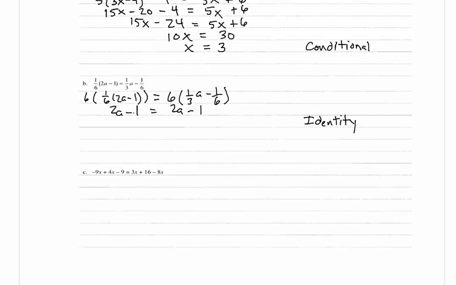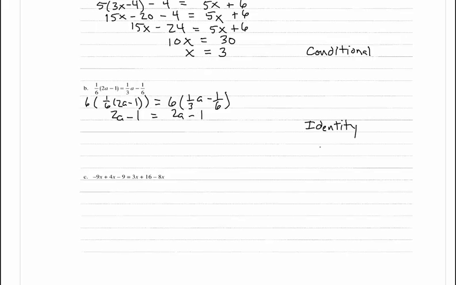After solving the equation, both the left and the right hand side equaled each other. So that means our solution is negative infinity to infinity.